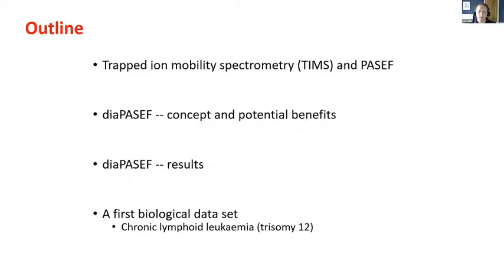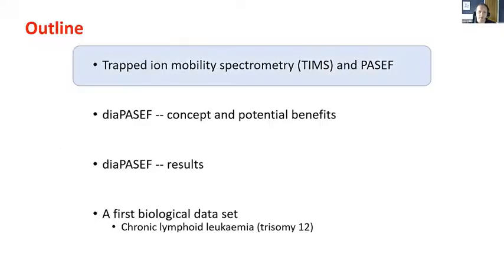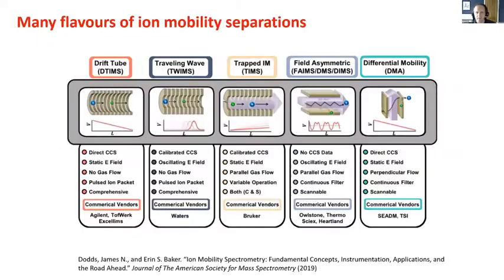So here's a quick outline of what I want to talk about. I'm going to start with some background on the idea of trapped ion mobility and PASEF for those who are not familiar with that. I'd like to talk about the concept of DIA-PASEF and what the potential benefits might be there. Then I'm going to want to show some data that gives an idea of the performance of the method. And lastly, I'll try and show a first glance of a biology data set and one interesting finding in the area of chronic lymphoid leukemia. So let's start with TIMS and PASEF.